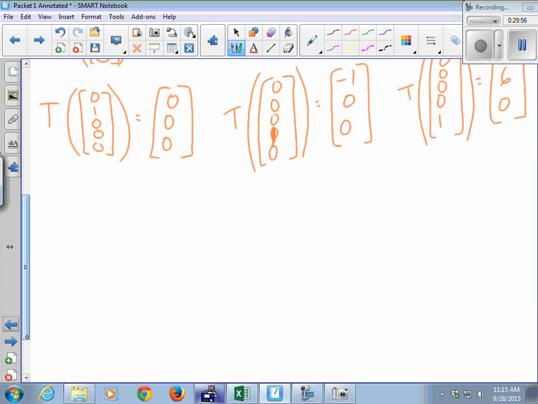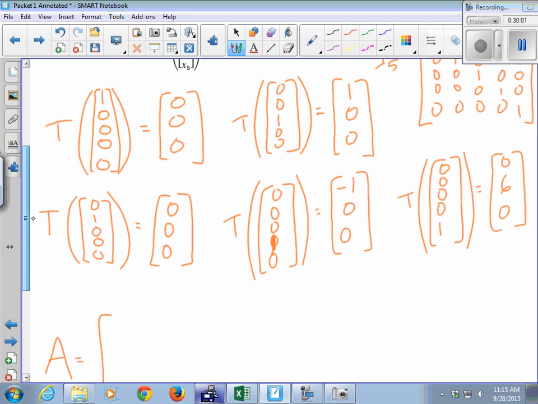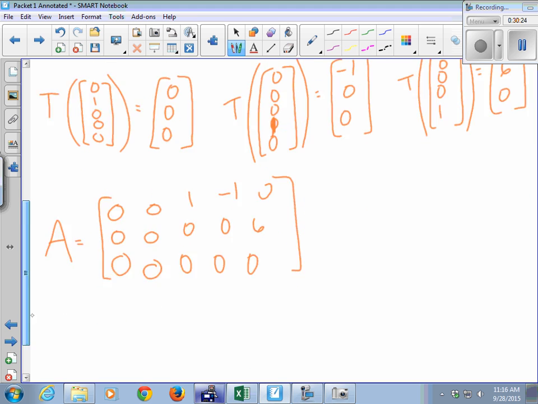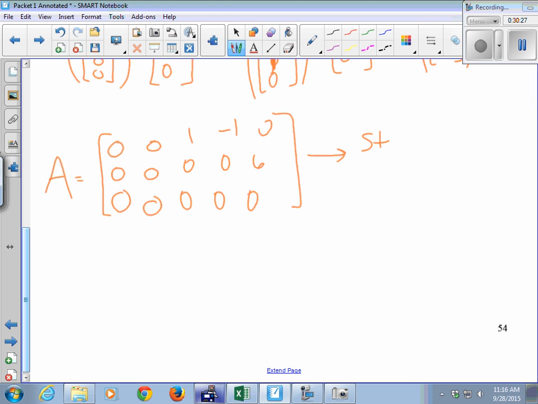Okay, so this means that the standard matrix A is the columns that I got as the result here. So this first one would be 0, 0, 0. The next one is 0, 0, 0. The next one is 1, 0, 0. And the next one is -1, 0, 0. The last column is 0, 6, 0. This is my standard matrix for that transformation.